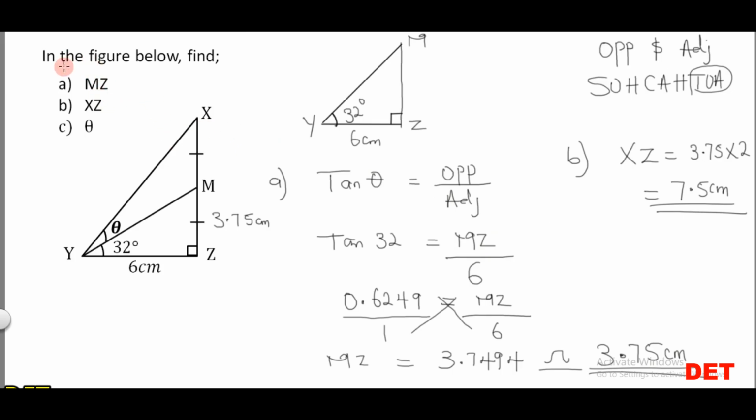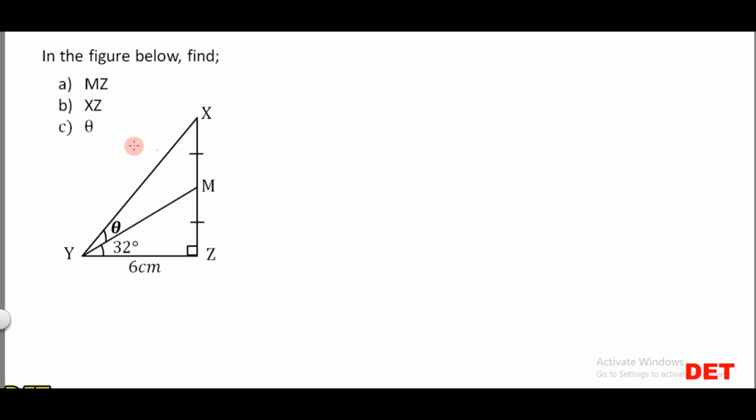All right, so question C is to find theta. We are to find theta. So what will be our theta? This is theta, right? So the first thing I would want to do is to consider this entire triangle.